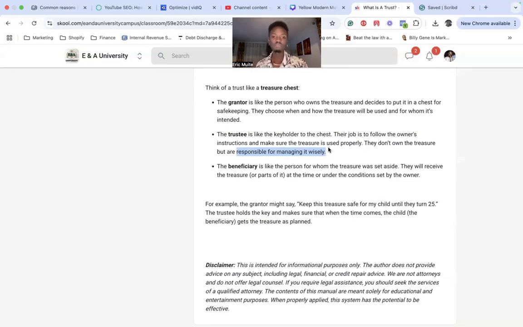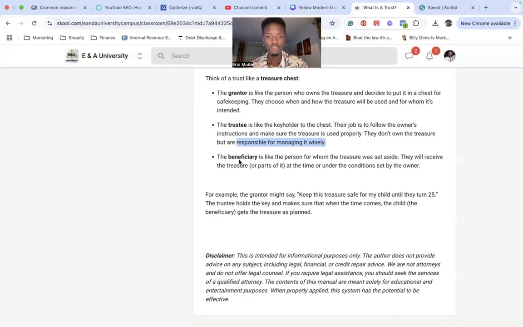It's crazy, guys. That's because we're logging it as commercial debt. So the beneficiary is like a person for whom the treasure was set aside. They will receive this treasure at the time or under the conditions set by the owner. So in the event, let's say I create one, I pass, and whoever I put as beneficiary, they now take over. Because one, they'll be there and they'll be signed.